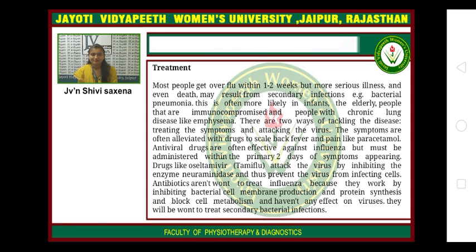Treatment: most people get over flu within 1 to 2 weeks, but more serious illness and even death may result from secondary infections, for example bacterial pneumonia. This is more likely in infants, elderly people, people that are immunocompromised, and people with chronic lung disease like emphysema.